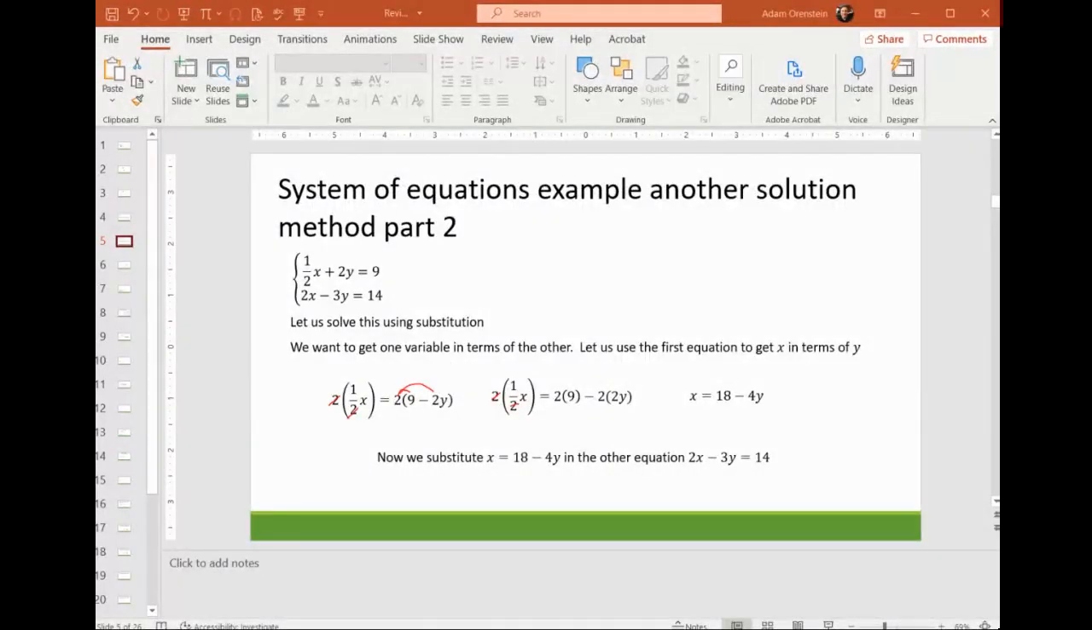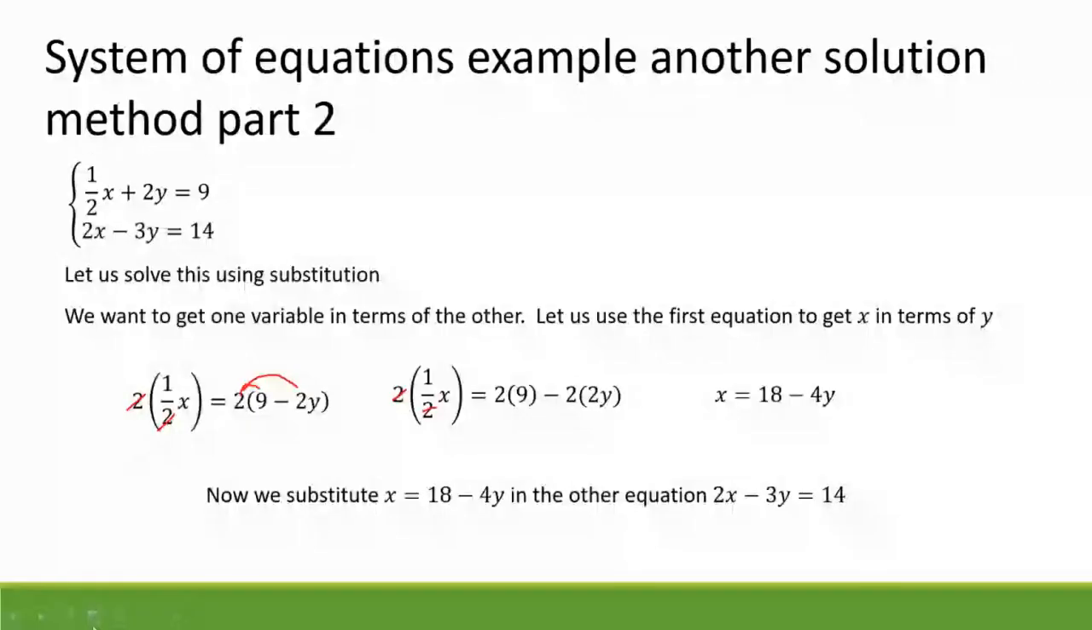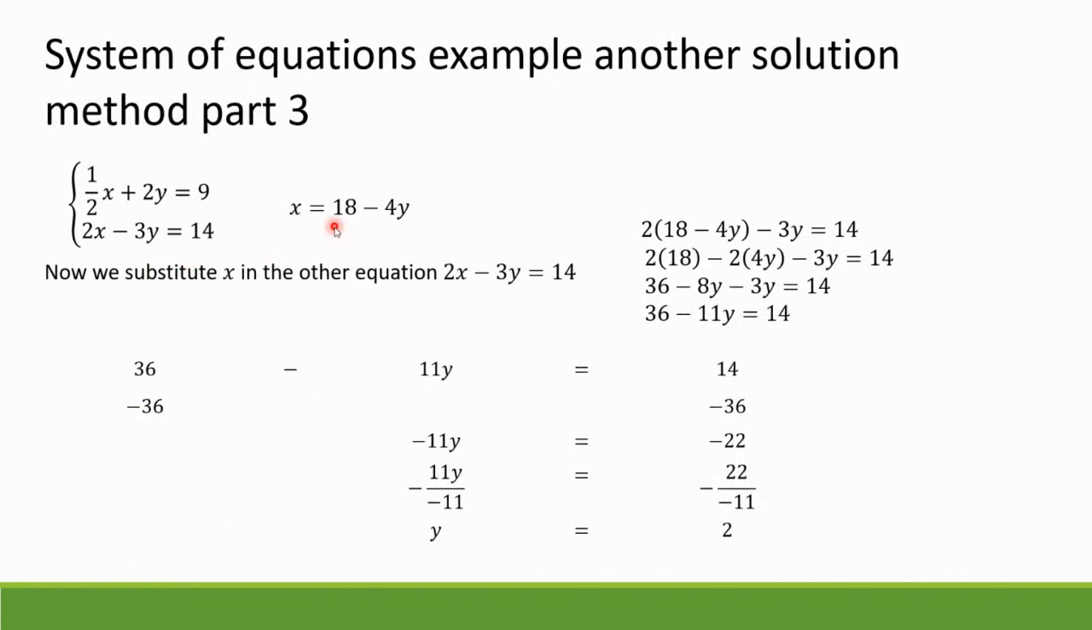So again, we're going to take what we got for x and plug it into the other equation. We used the first equation, right? You really want to use both, so that's what we're going to do here. So I'm plugging it in for x into the second equation. And we get 2 times 18 minus 4y, minus 3y is 14.